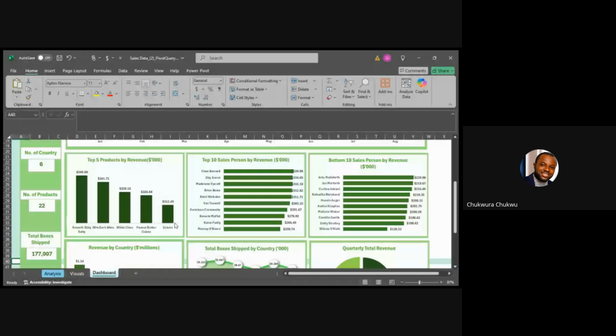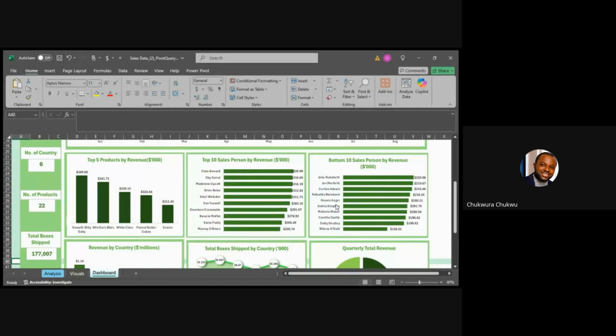Then I also used the bar chart where I created the top 10 salespersons by revenue. We see that Chess Bonnet is the person with the highest revenue, around $322,900, followed by Obi Sorel with $316,650. The last of the 10 of them is Manny O'Brien with $259,740.